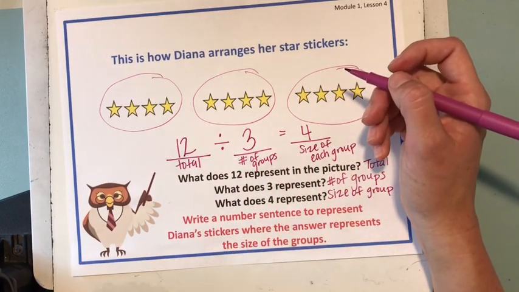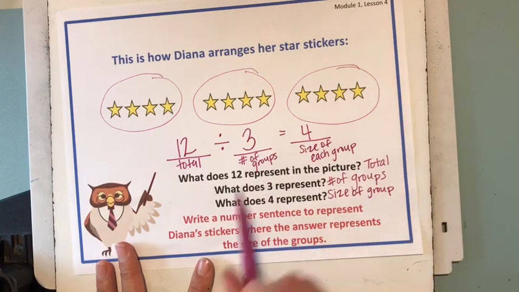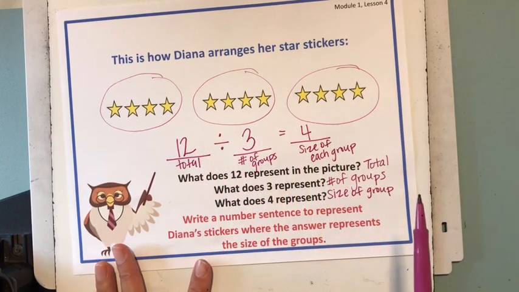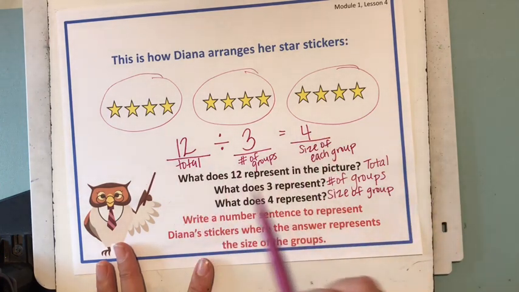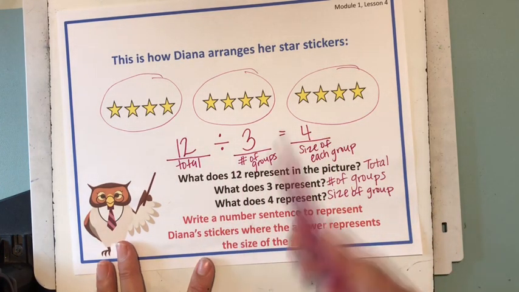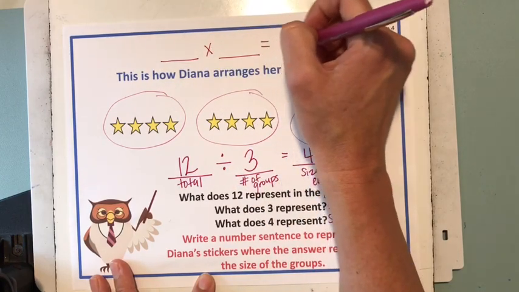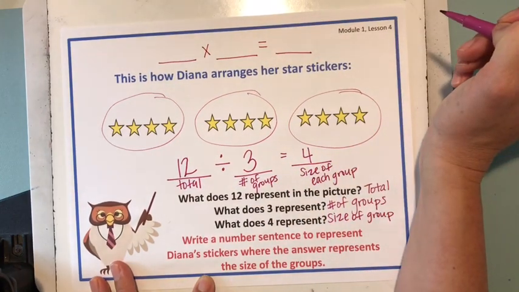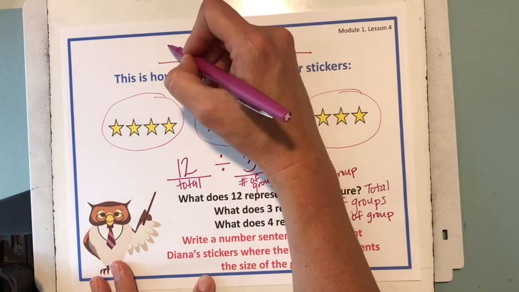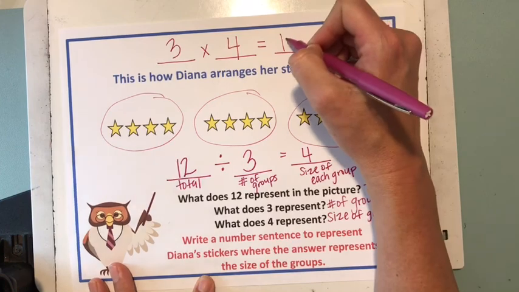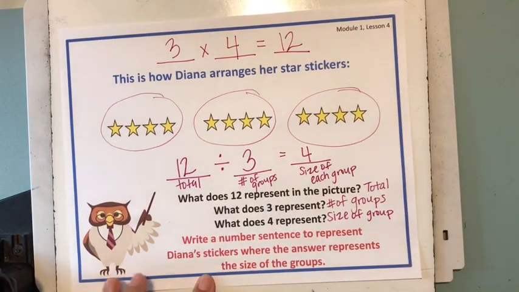Ooh, I'm going to get a little tricky here. What is the multiplication sentence for this? Think about what would be the multiplication sentence for this. I'll put it up here. Pause it if you want to think for a little bit. It would have been 3 times 4 equals 12. Great job.